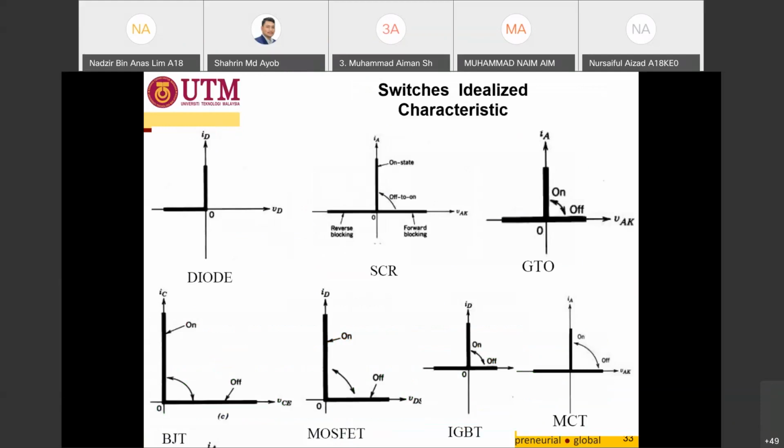So this is the I-V characteristic for the diode. As you can see, when this diode is forward biased, the forward voltage is zero, so it will allow the current to flow unidirectionally. And this is the forward bias, or sometimes we call it on, and this is the off state. As you can see, it will not allow current to flow.